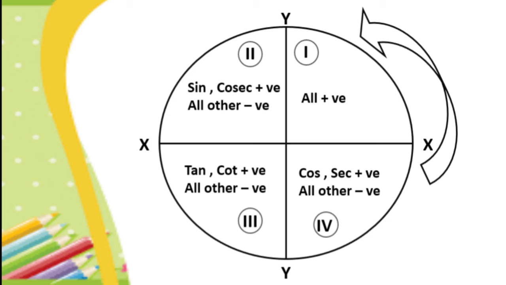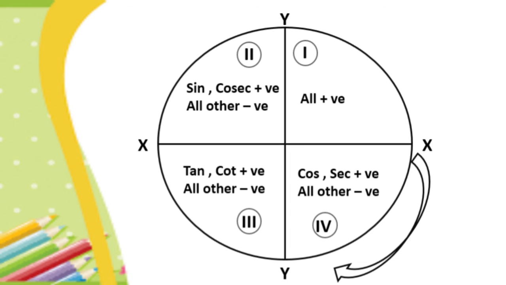In this we are following the rule of anti-clockwise. If we move clockwise, then the degrees will be negative. For example, 90 degrees will move to -90 degrees from the x-axis to the y-axis on the downward side. Then 180 degrees will be -180, then 270 degrees will be -270, and 360 degrees will be -360.